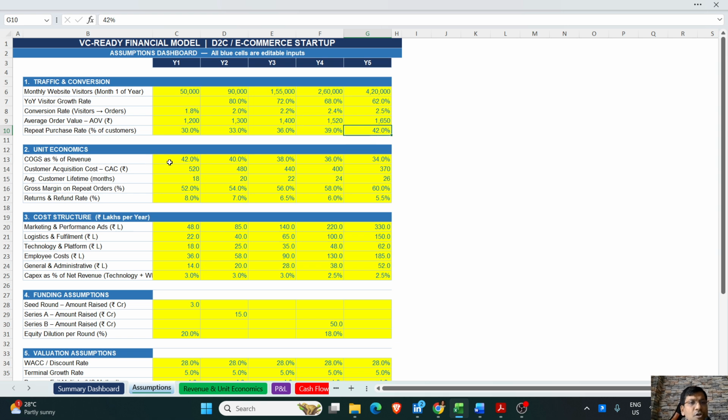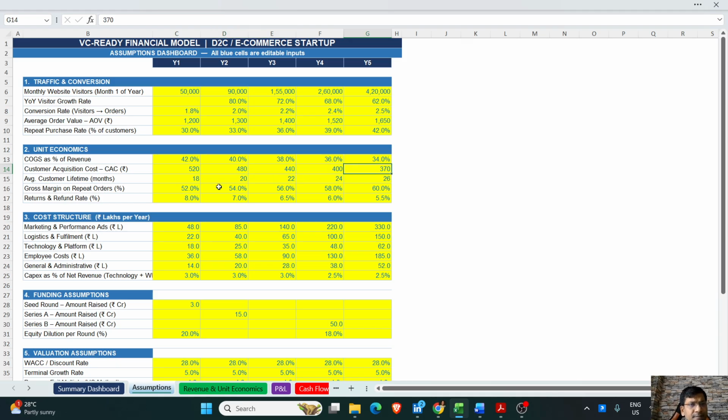We have cost of goods sold as a percentage of revenue. Typically, if you see the trend, it starts with 42% of revenue as cost of goods sold, and as revenues increase because of economies of scale, it falls down to 34%. And then you have the customer acquisition cost, which moves from 520 and falls to 480, 440, 400, and then 370.